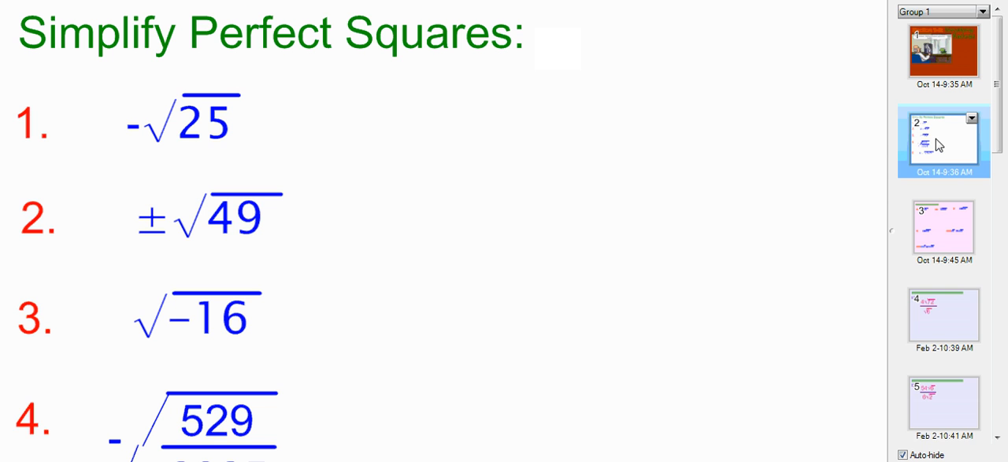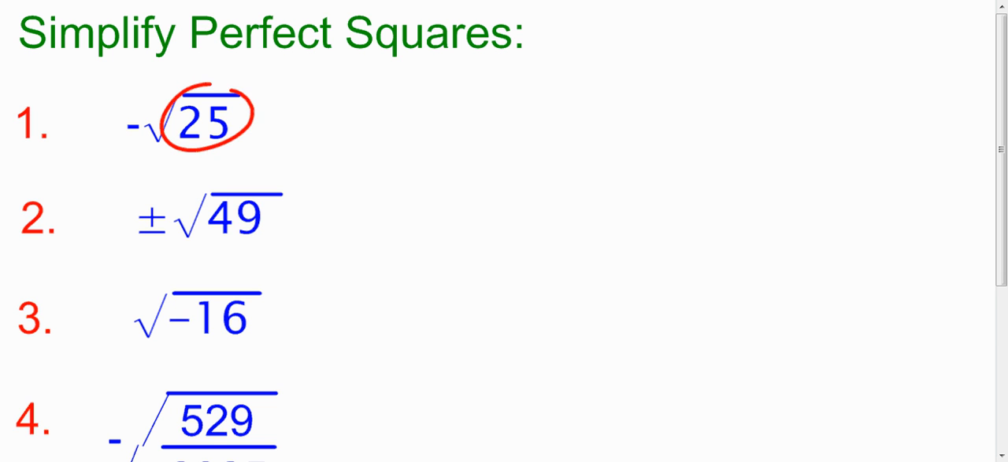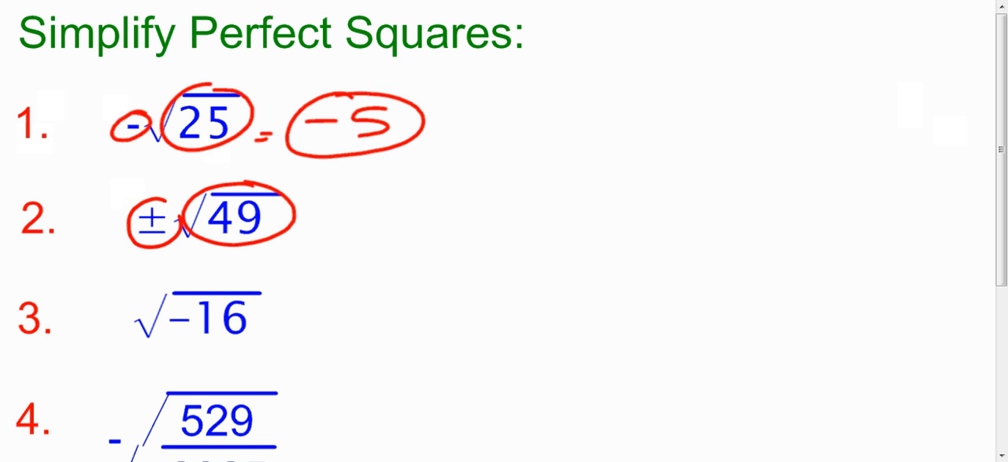Basically, the sign that is in front of the radical will be the sign of your answer. So then the square root of 25 is just 5 with a negative in front, so negative 5. Okay, plus or minus the square root of 49. The square root of 49 is 7 with a plus or minus in front.